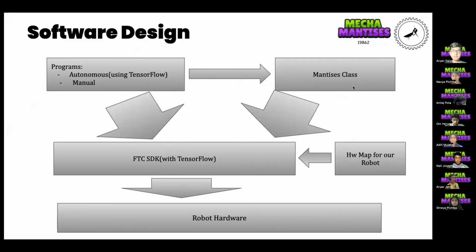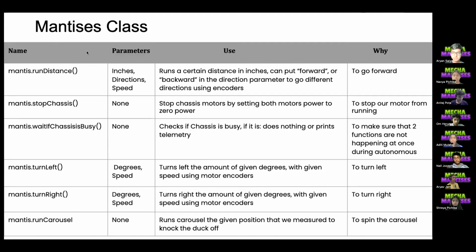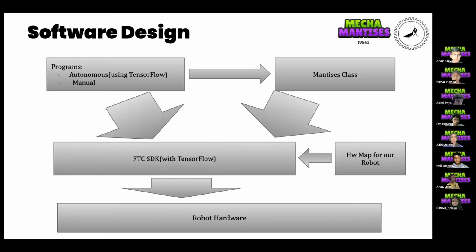So basically, in order to make your code much more efficient, you want to use classes. This is our example of a Mantises class. This class allows us to have functions, which makes it more efficient. So you just have parameters, so you don't have to repeat huge blocks of code over and over again. It also allows us to have our initialize statement in a separate file, so our code looks much cleaner and nicer, and it's less confusing and less complicated.